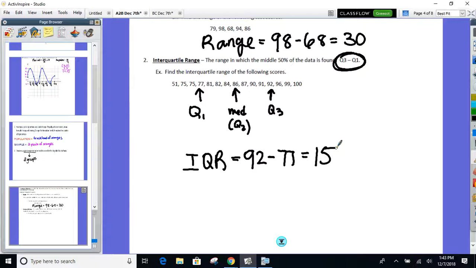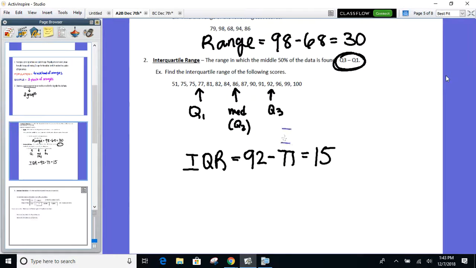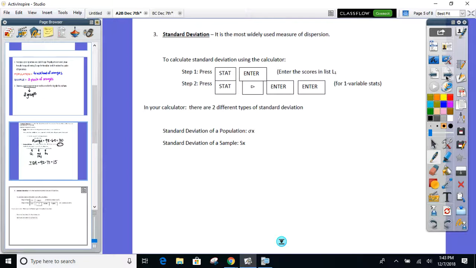Those are all nice and neat, but there's one number that will tell us how spread out the numbers are, and that's called the standard deviation. This is just showing you how to find it on your calculator, which we will do together in a second. I'll go over the 2 different types. What I just need from you is a note.